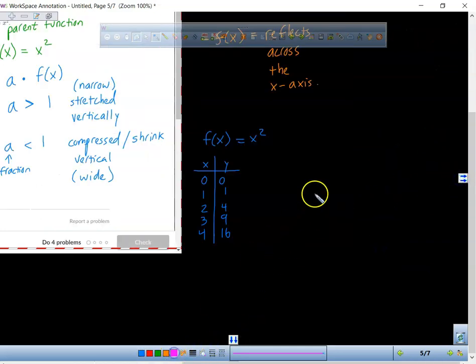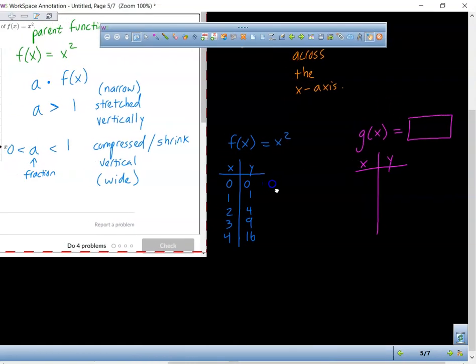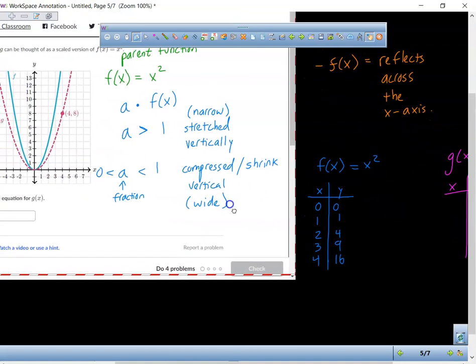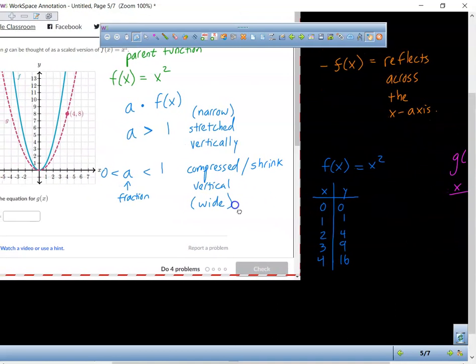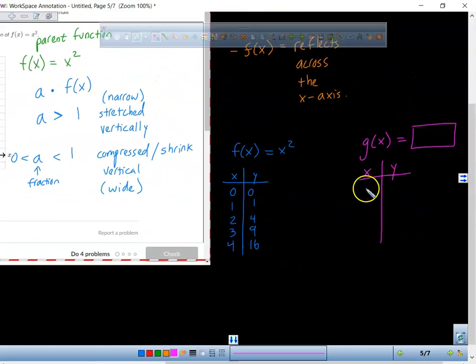Now I'm going to switch colors over here, and now I have what's called g of x, and I want to know what g of x is equal to, and they've only given me one ordered pair to look at. So let's take a look at the ordered pair I'm going to put in this little table, okay? What's the ordered pair that they've given me to look at in my graph? 4 and an 8. So what I'd like you to do is take the 4 and the 8 and put it right there.